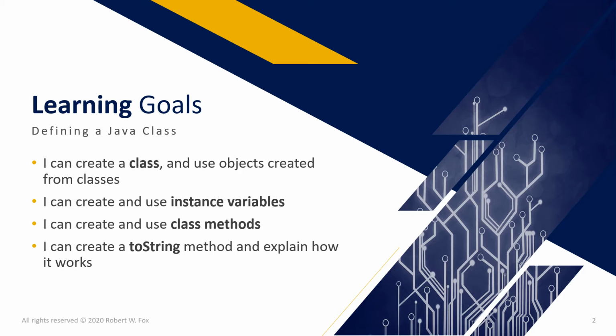So at the end of this lesson, you should be able to create a class and use objects from that class, create and use instance variables, create and use class methods, and you will be able to create a special method called toString and explain how it works.